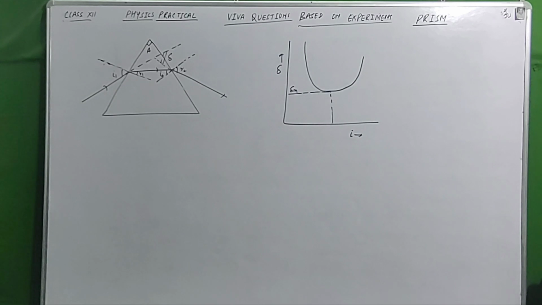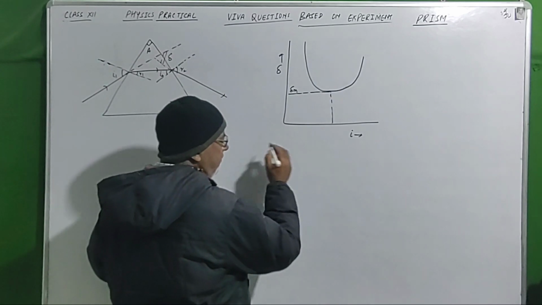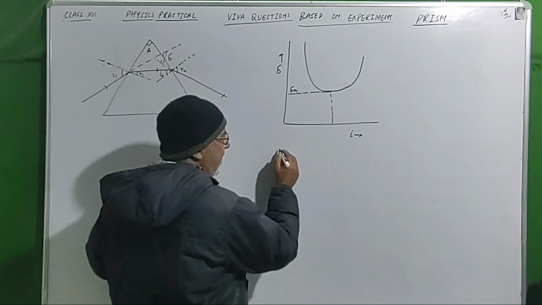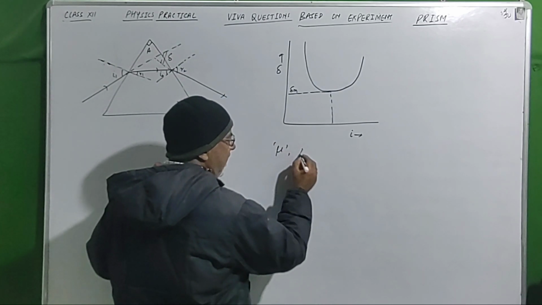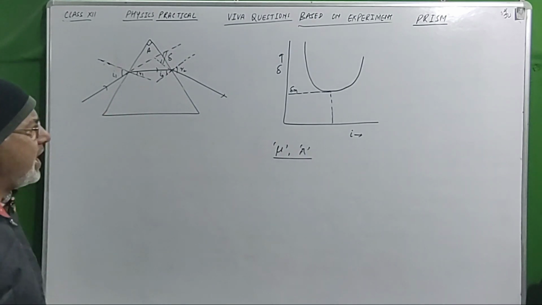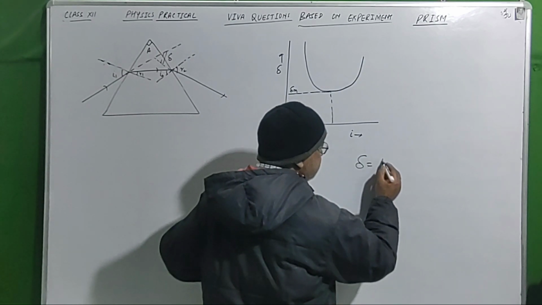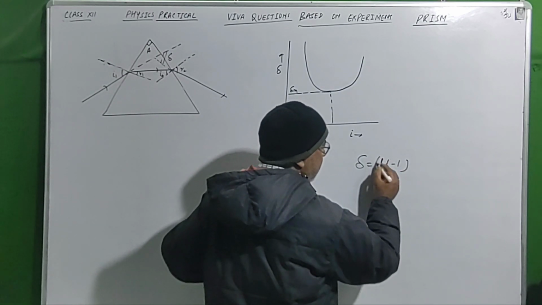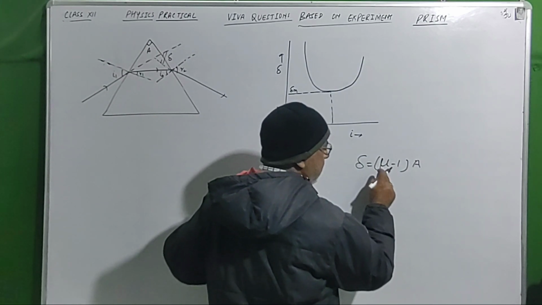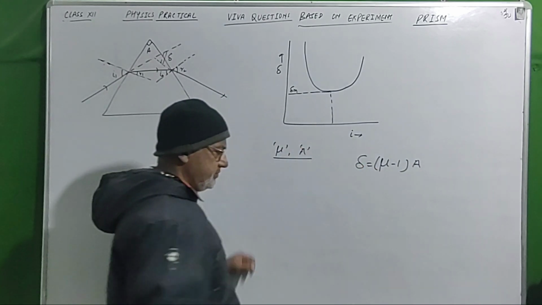This is a cup shaped structure. The angle of minimum deviation depends on the refractive index and the angle of prism. For a thin prism, what is the formula for angle of deviation? For a thin prism, delta is equal to (mu minus 1) A. That is only depending on the material of the prism, meaning refractive index, and the angle of prism.